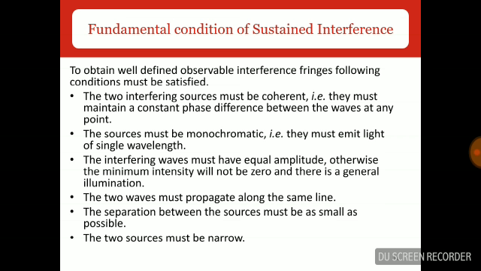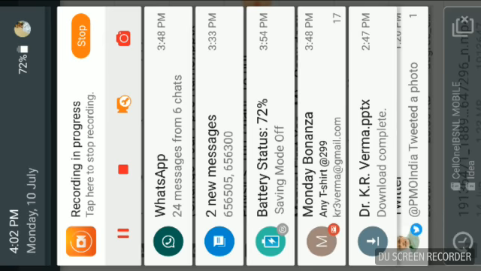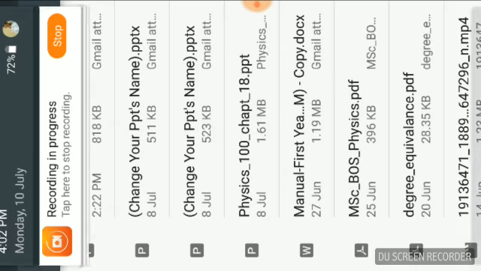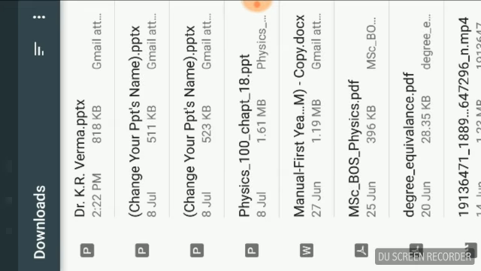Now we shall discuss the fundamental conditions of sustained interference. To obtain well-defined observable interference fringes, the following conditions must be satisfied. First, the two interfering sources must be coherent. Second, the sources must emit light of monochromatic wavelength.